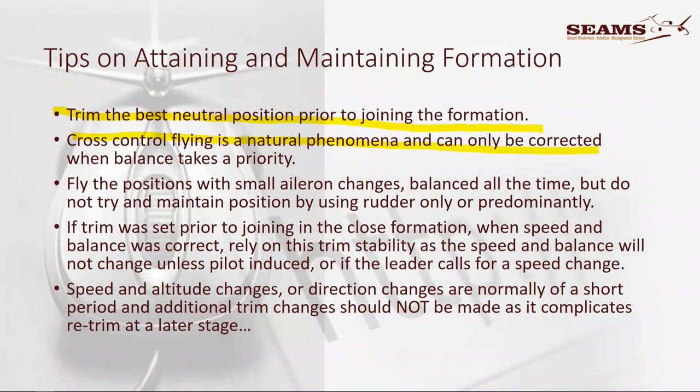Cross control flying is a natural phenomenon. It can only be corrected with balanced flight. Prior to that, get the feeling of how it should feel. Fly the position with small aileron, balance, but do not try to manipulate rudder only, or use rudder predominantly. If trim was set prior to joining the formation when speed and balance were correct, then you can rely on it. It'll be fine.